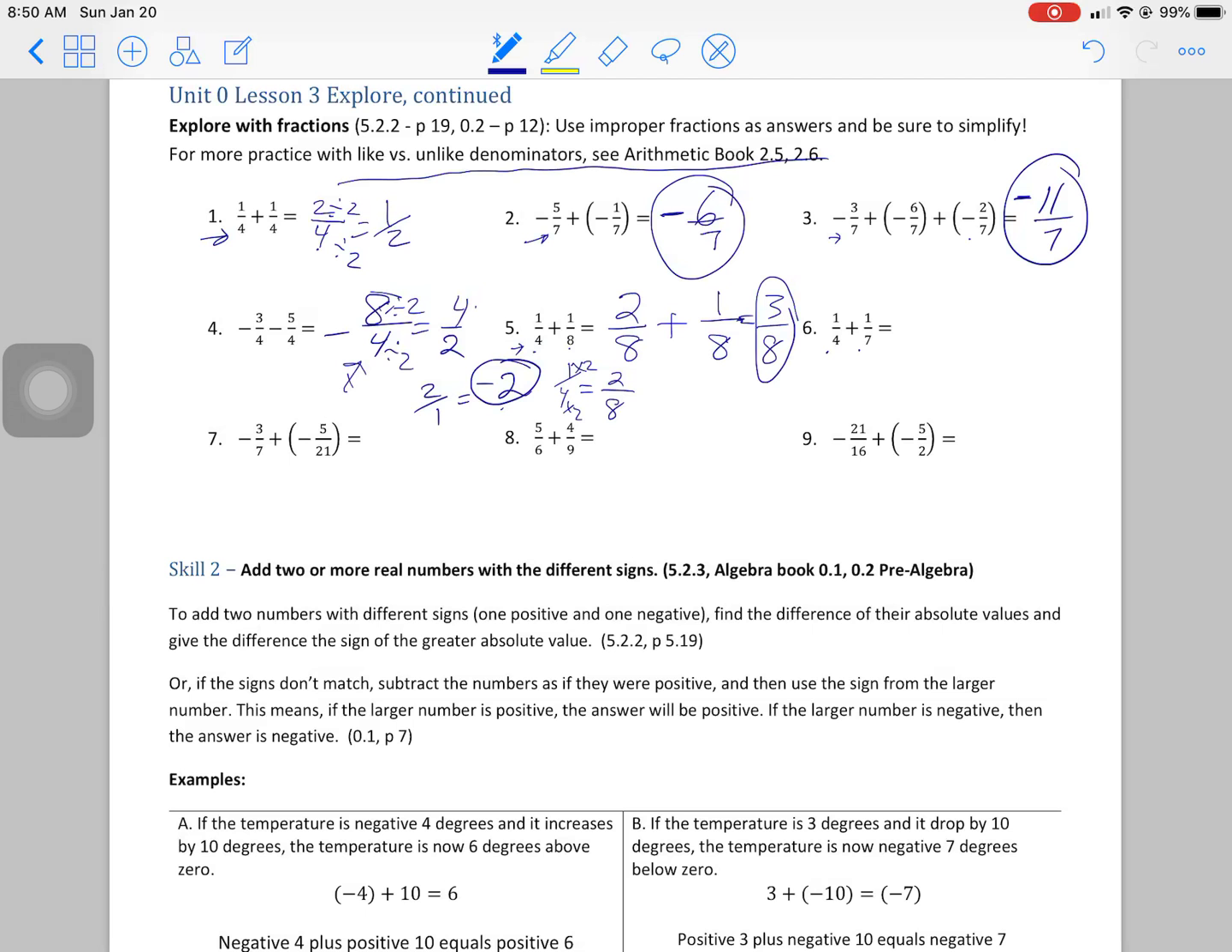I'm going to have a positive answer because they're both positive, but 1/4 and 1/7 needs to be converted into something else. We need the lowest common multiple of 4 and 7. When they have no factors in common, you can multiply them together. So 4 times 7 is 28. 7 over 28 is the same fraction as 1 over 4.